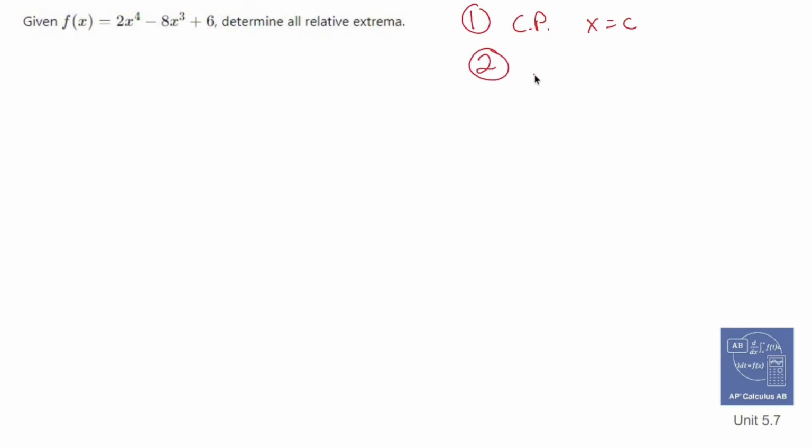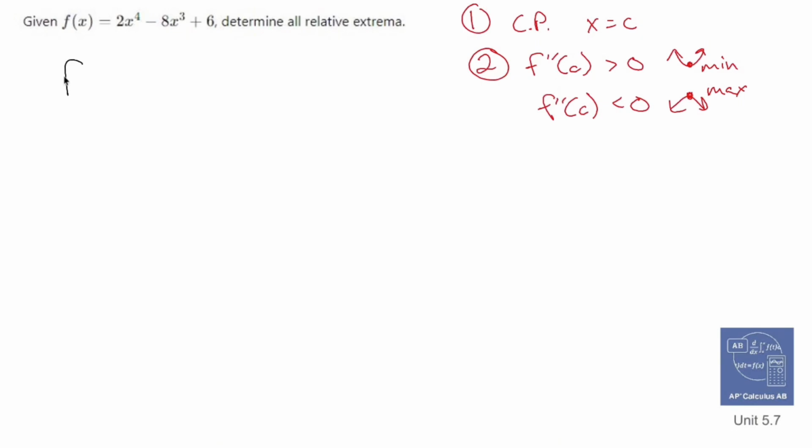Step 2 is once we have that, we throw that into the second derivative. If it's positive, that means it's concave up, and at that C, we have ourselves a relative minimum. If we plug in that C and it's negative, that means it's concave down. And at that moment, we have a relative maximum. So what we have to do is find the first derivative first.